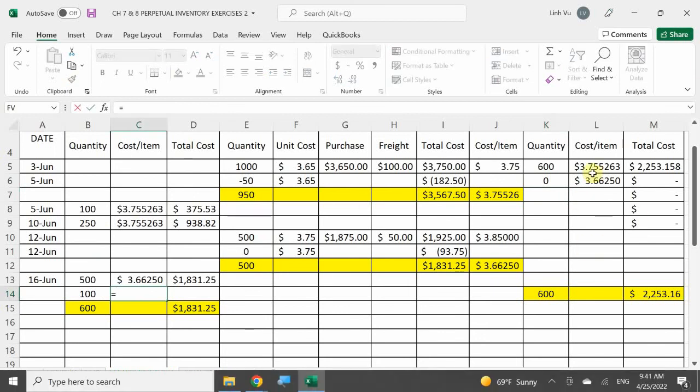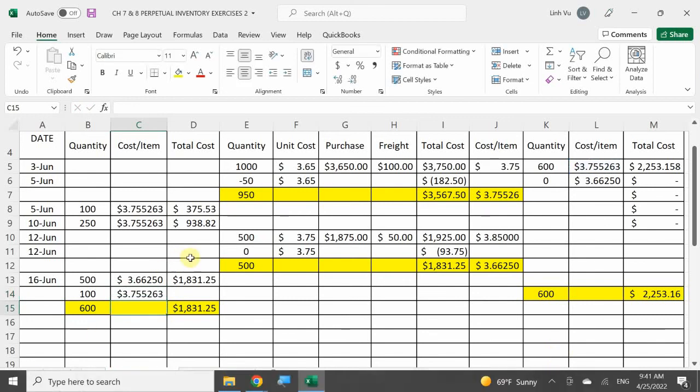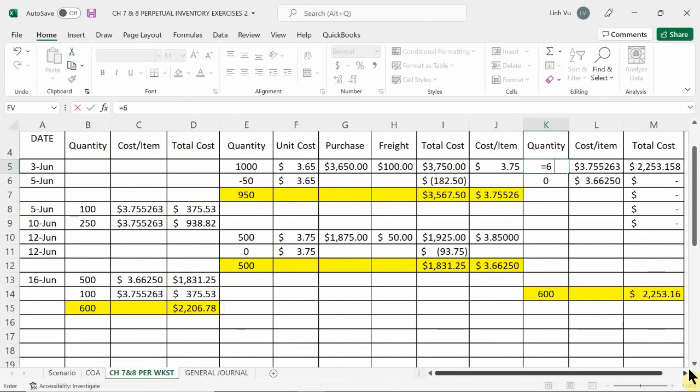And my cost per item for that one is 3.7552. Okay. So how much is going to be my cost of goods sold for that 100 items? 375.53. All right, and then right here, I added these two numbers together to get a grand total of selling 600 units at a grand total of $2,206.78. So now I need to make sure I update my inventory accordingly because I just sold another 100. So I had 600 minus 100. I should have a total of 500 left.